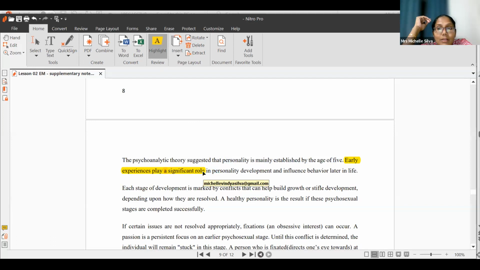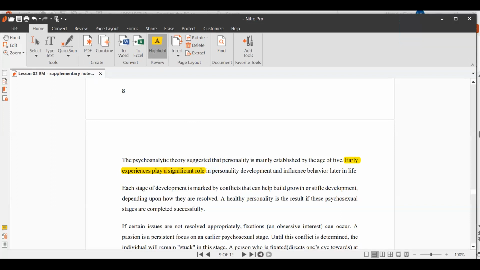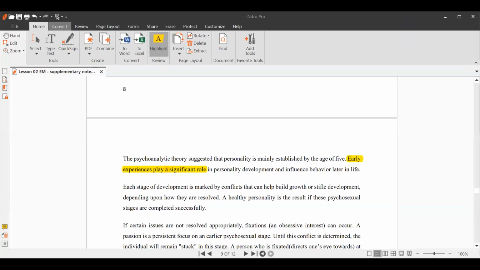So that's why we are telling that kind of declaration. So therefore, early experiences play a significant role in personality development and influence behavior later in life.